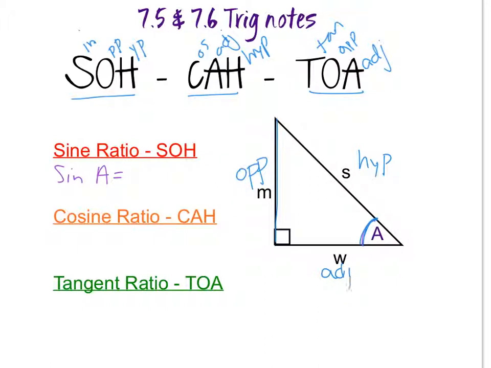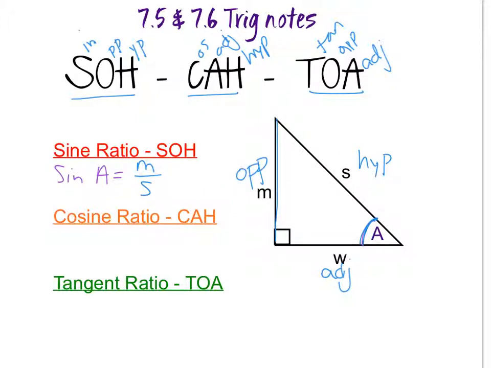So I like to get my opposite side labeled, and this side labeled, and then this is my last side. So the sine of A is opposite over hypotenuse. So opposite is M over my hypotenuse, which is always right here, opposite the right angle.